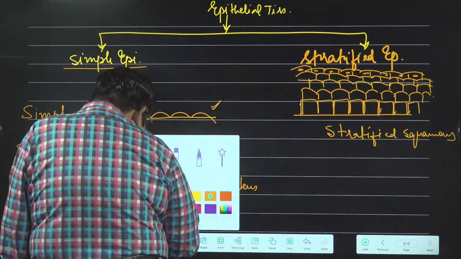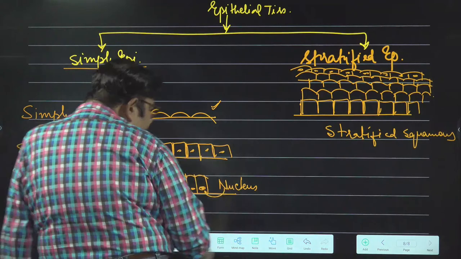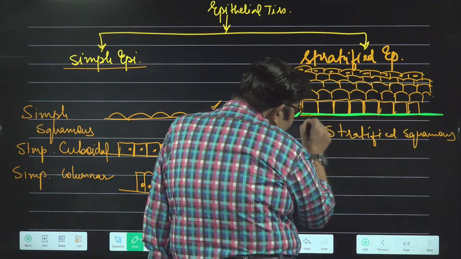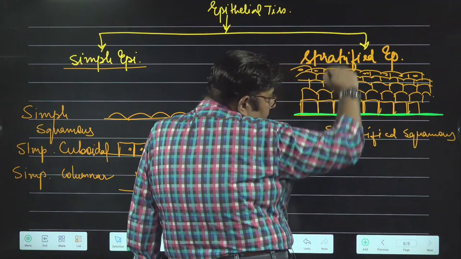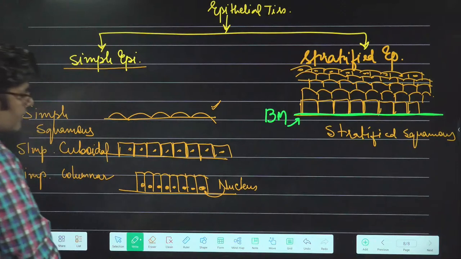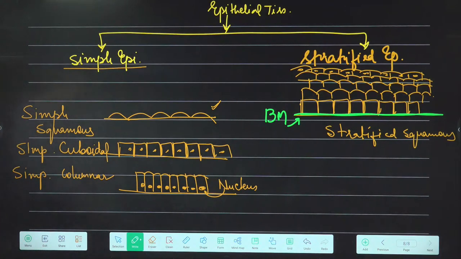And the basement membrane is actually found at the base. So all these cells are lying, that means this is the position. The bottom layer of cells is lying on the basement membrane. The layer above is lying on that layer, the stratum germinativum. And as we are going higher and higher, the cells are going to become flatter and flatter. So this is how the stratified squamous looks like.